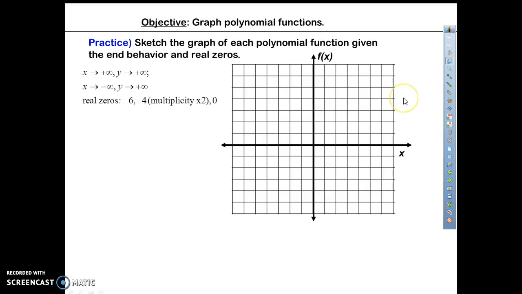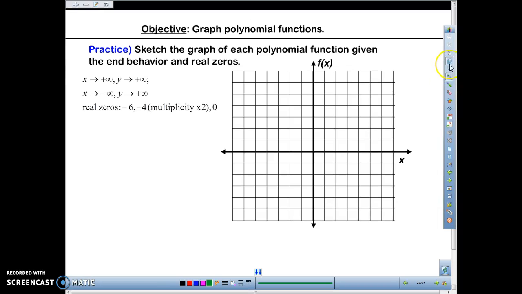Next example. Here in this example, we do have multiplicity. So step 1, remember to sketch this graph given the end behavior and real zeros. I need my x and my y axis, and I need to scale it. So I'm going to scale it 1, 2, 3, 1, 2, 3. And second step is to plot my zeros. So my real zeros are at -6. 1, 2, 3, 4, 5, 6.